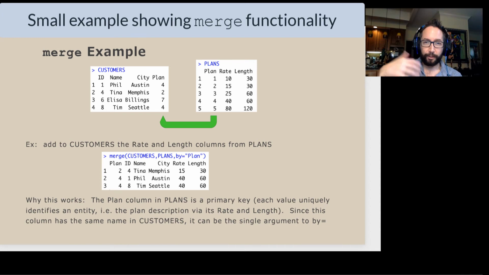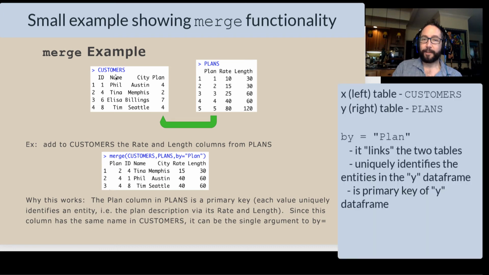All right, so let's work through a very brief example, one that makes sense visually. What if we had these two data frames, customers and plans? Customers is a customer data set. Each customer has a different ID, a name, where they live, and what plan they subscribe to. Plans is just a data set that contains information about each plan. What if we wanted to add to the customers data set the information about what plan they're on? Let's add a new column for rate and a new column for length to customers, that let us know what the rate and length of these plans are.